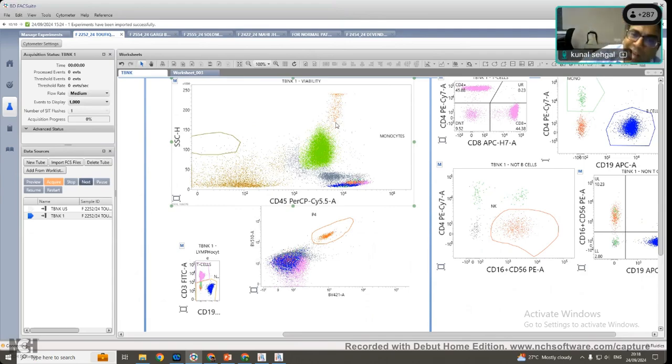Which has higher scatter. Higher scatter means what? More granular cytoplasm. Which cell in the blood has more granules and high scatter, more than neutrophils? Thick color granules. Eosinophils. So these all are eosinophils, which are highly autofluorescent. So the violet channel or the blue color channels, where autofluorescence is maximum, I use that channel to identify my eosinophils.